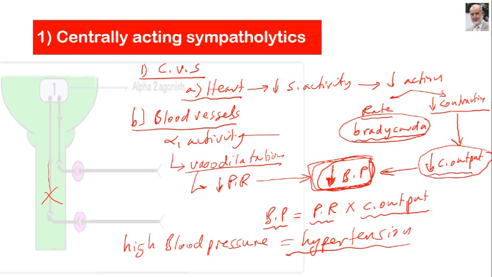Now, when these drugs decrease the peripheral resistance, especially in the arterioles, they produce what is known as postural hypotension.